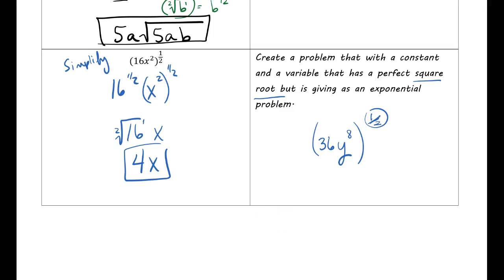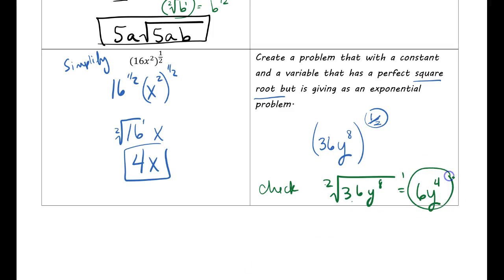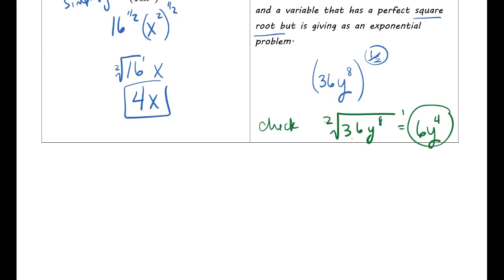And if you want to check yourself, I'm just going to do a little check. What that means is we're going to take that 1/2 and rewrite all of this underneath the square root, and it's all to the first power, so that doesn't really matter. So the square root of 36 is 6, and the y recopies, and 2 goes into 8 4 times with none left over. So this is a perfect square root because everybody came out and there's nothing left over, and that works. So you have to get creative, and there are many, many answers, but that's how that'll work.